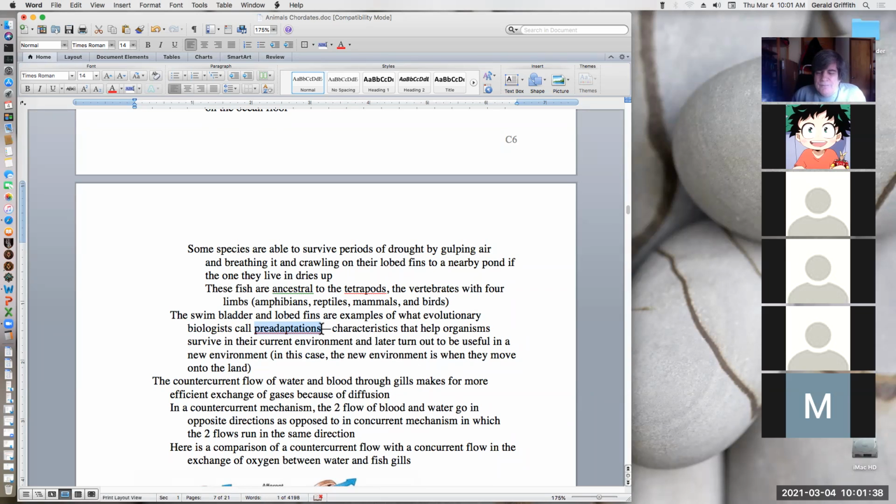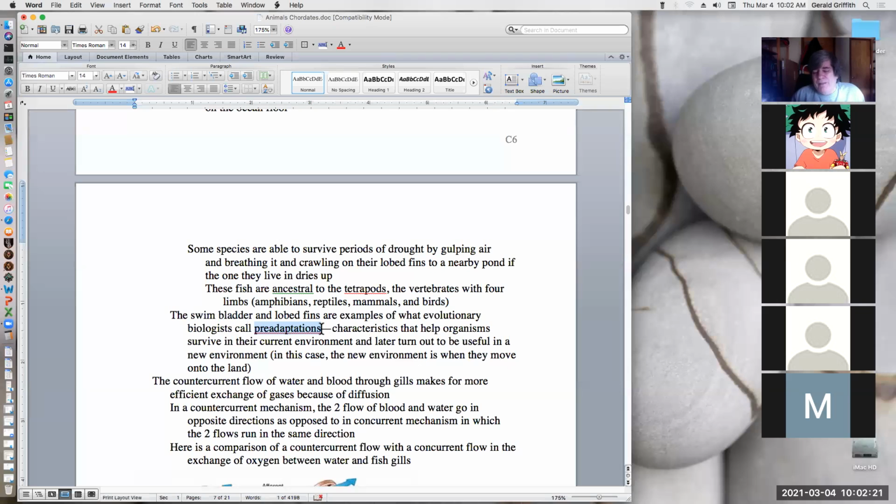But it turns out that the swim bladder and the lobe fins are also useful in a new environment, namely land. Because when you're on land, gills tend to dry out, and when they dry out, going back to something we talked about before, their surface area decreases and they're not very efficient for getting carbon dioxide out of the body and getting oxygen into the body. So by having the swim bladder and these lobe fins, some of these osteichthyes had a way to, in a sense, be ready to move on to land.